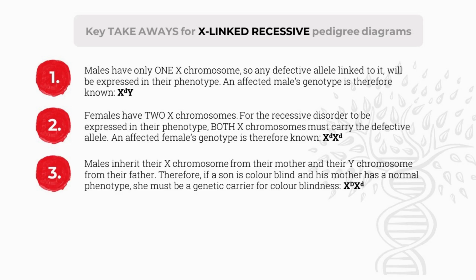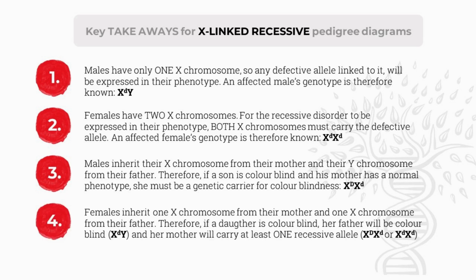Males inherit their X chromosome from their mother and their Y chromosome from their father. Therefore, if a son is colorblind and his mother has a normal phenotype, she must be a genetic carrier for colorblindness. Females inherit one X chromosome from their mother and one X chromosome from their father. Therefore, if a daughter is colorblind, her father will also be colorblind, and her mother will carry at least one recessive allele for colorblindness.